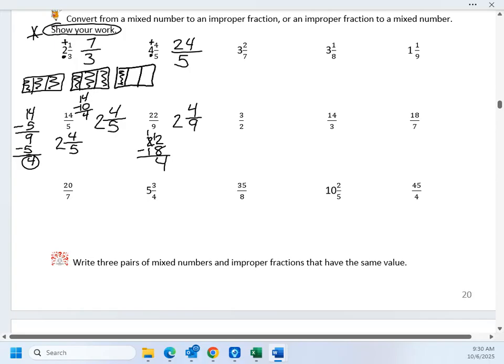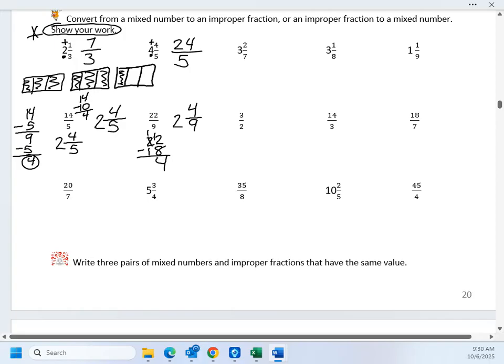Which method are you doing? Are you going to subtract it out each time? Or are you going to find that highest multiple that you can take out? Either way, you have to show me that subtraction that you do along with it. On the bottom row, it's mixed up, so you have to pay attention. Am I going from improper to mixed or mixed to improper?